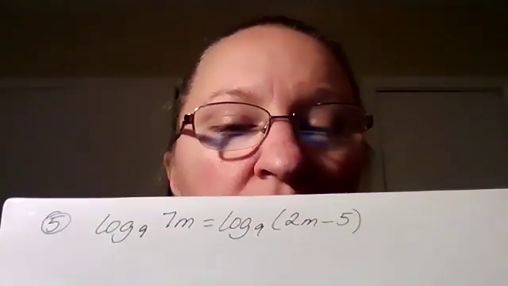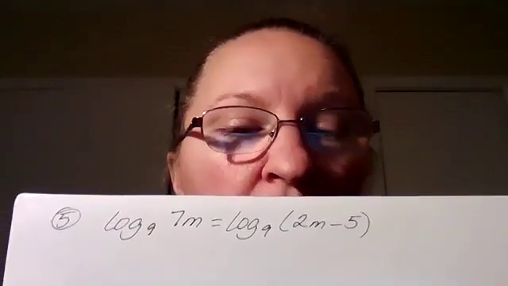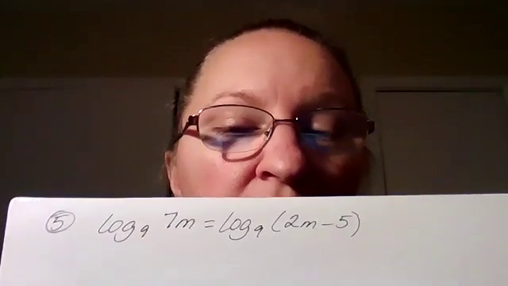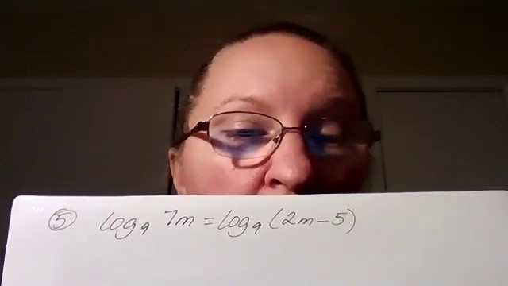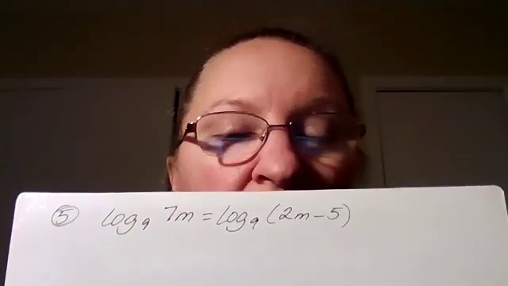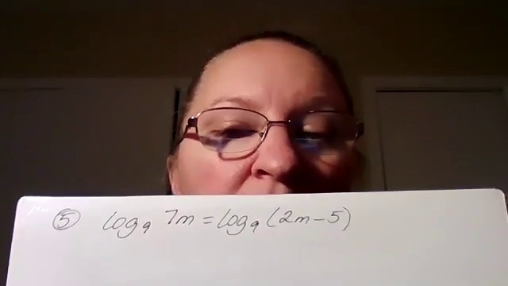So the good news is it's one term on each side. So log base 9 of 7m is the same as log base 9 of 2m minus 5. So that tells me if I ignore the logarithm part on both sides, that 7m is exactly the same as 2m minus 5. So I'm going to rewrite that like this.